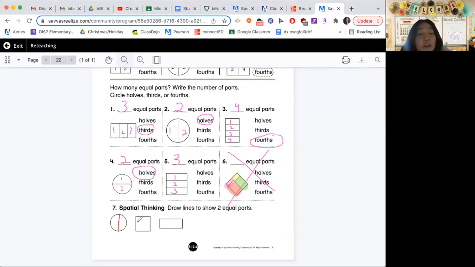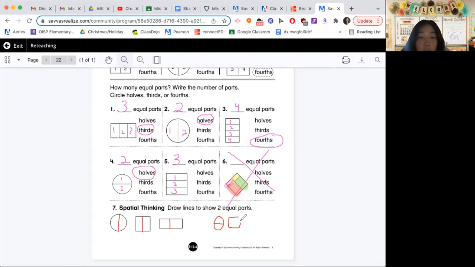It's a little bit better. I'm going to do that again. And I'm going to do that again. Is there another way that you can show equal parts? Yes, you could go sideways as well. So I'm going to show you guys. You can also go across, and that would also be equal parts.